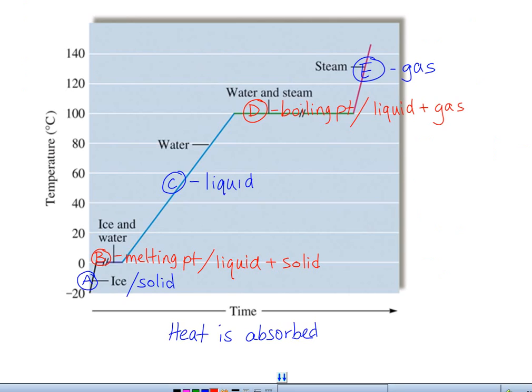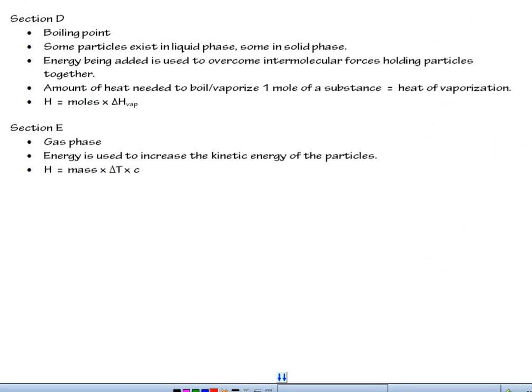Okay, so now we got our graph. The last two sections are D and E, which again are really similar to what we kind of previously mentioned. D is the boiling point. There is no temperature change at a phase change because again the energy being added is used to overcome intermolecular forces. We're trying to separate those particles from the liquid phase into the gas phase. We'll see both phases present because the temperature will stay at the boiling point until the entire sample changes phase.